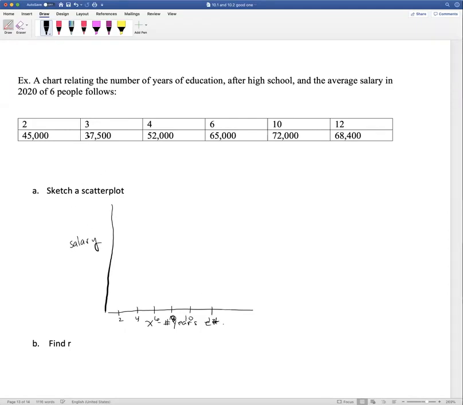For our y values, we have a minimum at 37,000. We have a maximum at 72,000. So I'm going to do this. Remember, we're not starting at 0. Let's start at, I don't know, 35,000. And then we can go up in terms of 5,000s: 40,000, 45, 50, 55,000, 60,000, 65,000, and we're going to end up over here at 70,000.